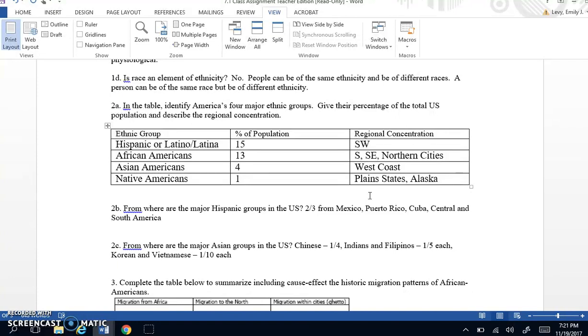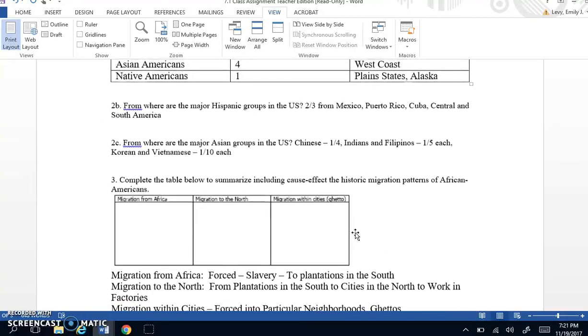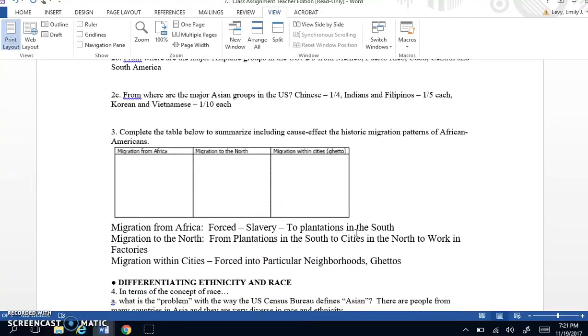Next, let's look at this question in 2B: where are the major Hispanic groups in the United States from? 2/3 are from Mexico, and then many have originated from Puerto Rico, Cuba, and Central and South America. But again, we talked about the country that has been the largest sender of migrants in the history of the United States is Mexico. When we look at the major Asian groups in the United States of origin, 1/4 of the people are of Chinese descent. Then 1/5 are Indian, 1/5 are Filipino, 1/10 are Korean, and 1/10 are Vietnamese.